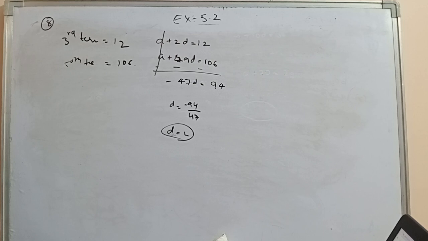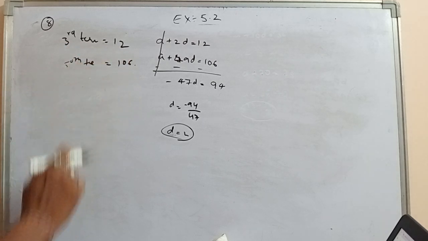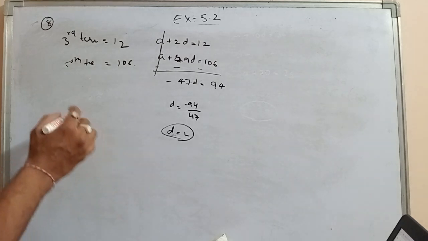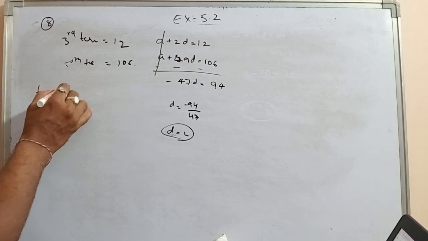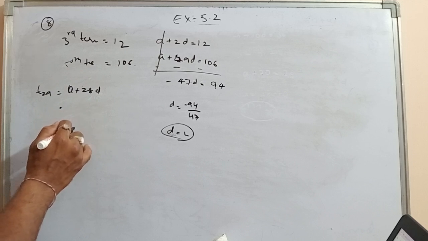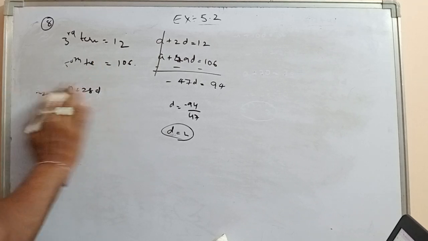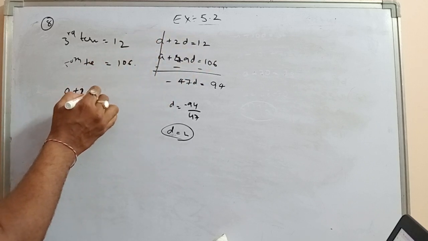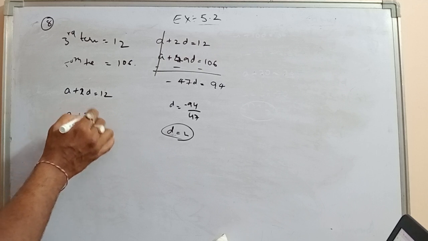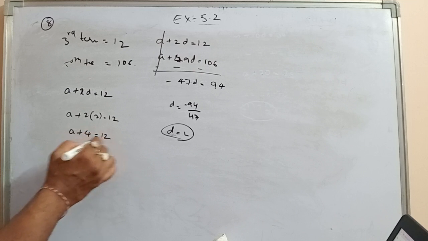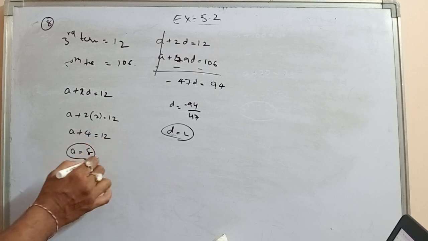What is given? Third term is 12 and 50th term is 106. We have to find the 29th term, which is a plus 28d. A we have to find. In order to find the value of a, I substitute in a plus 2d equals 12. A plus 2 into 2 equals 12, a plus 4 equals 12. The value of a will be 8.